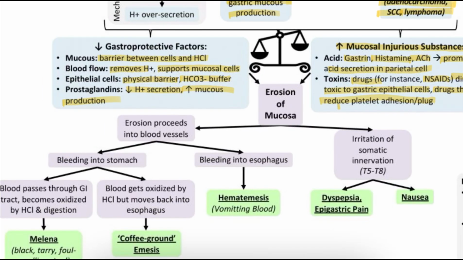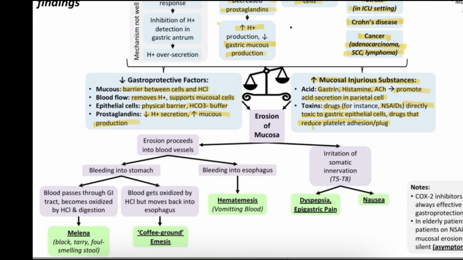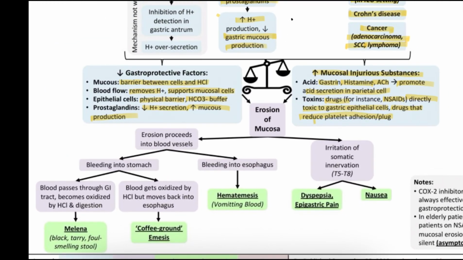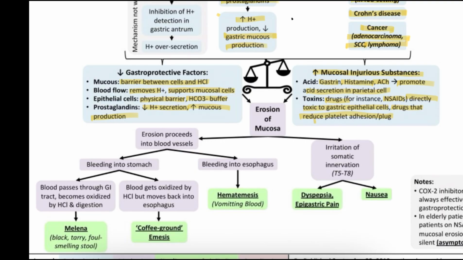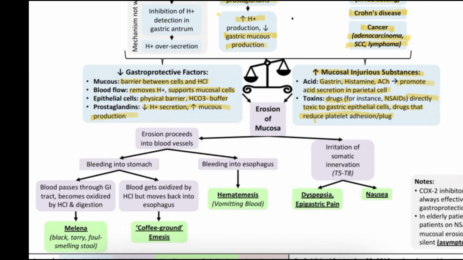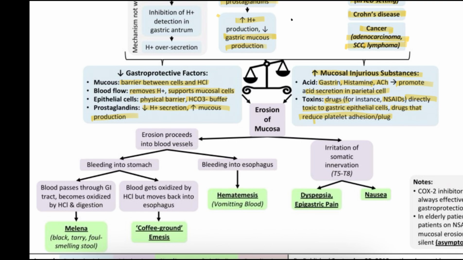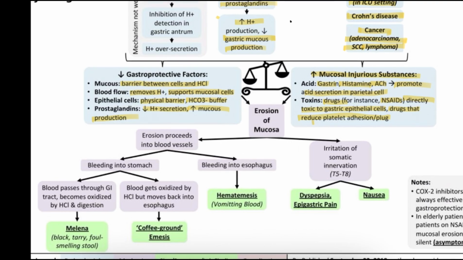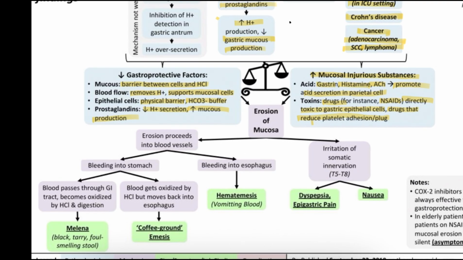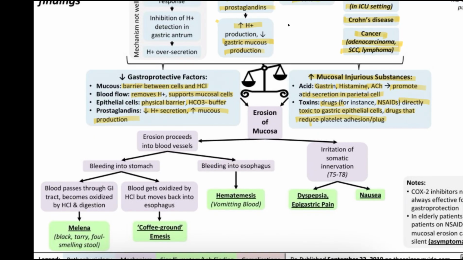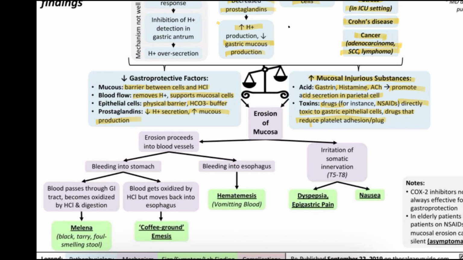Okay. So next we can see erosions of mucosa. These erosions proceed into blood vessels. We can see two different things. One is bleeding in the esophagus, where we have to say the patient has hematemesis, meaning vomiting blood. Next, the patient gets bleeding into the stomach, and the blood passes through the gastrointestinal tract and becomes oxidized by hydrochloric acid and digestion. So we can see melena.